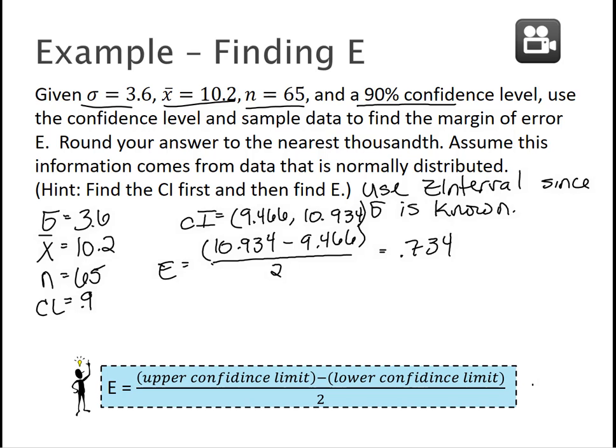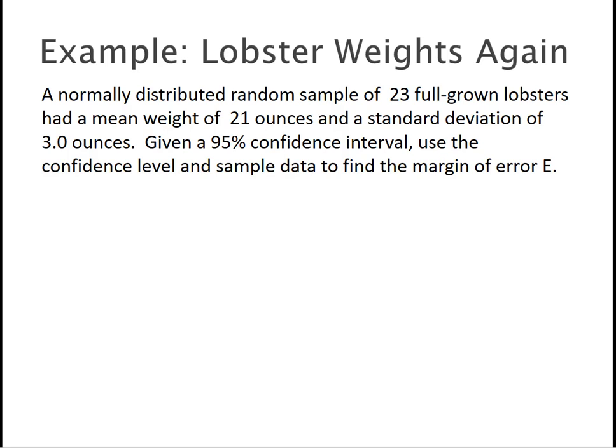All right, now let's work the second example. So here we have the example lobster weights. Again, we've done quite a few of these lobsters. A normally distributed random sample of 23 full-grown lobsters has a mean weight of 21 ounces and a standard deviation of 3.0 ounces. We have a 95% confidence interval and use the confidence level and sample data to find the margin of error E. All right, so once again, we're going to find our confidence interval, just like last time, and then find E from there.